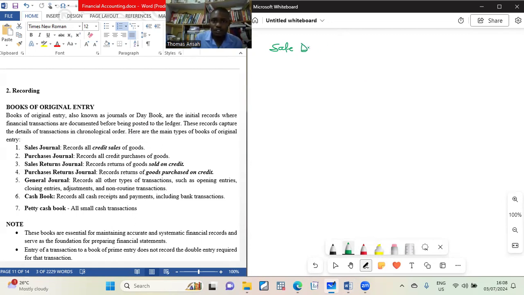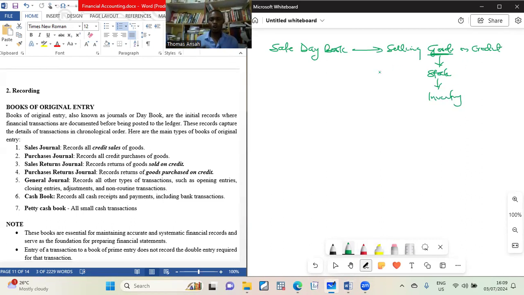Now, the sales daybook or the sales journal, what is the focus for that? The focus is on selling on credit. Selling what? Selling goods on what? Credit. So if it is not a sale that was on credit and on goods, don't put it in the sales journal. Here the focus is on goods. Another name for goods is stock, and another name for that is inventory. So anytime you see sale of goods on credit, it will start in the sales journal.